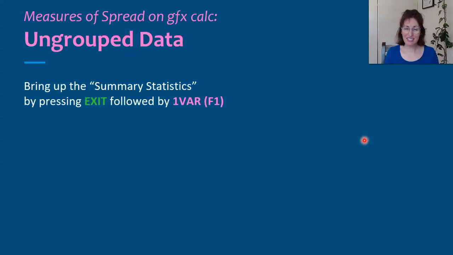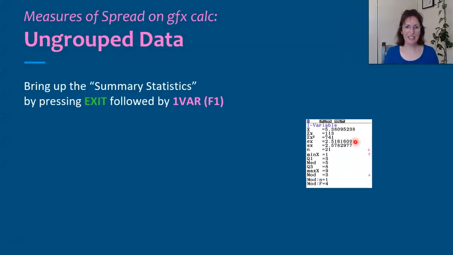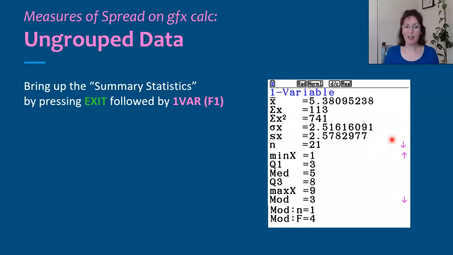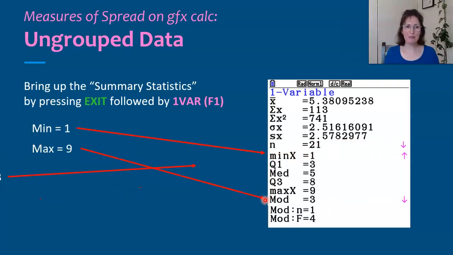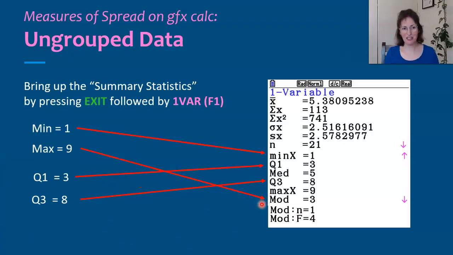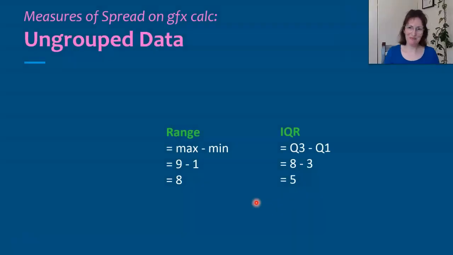And then the summary statistics, you would exit out of that screen, and then you would choose one var, one variable statistics, which is F1. This screen here, you'll only see the top portion on your screen, and then you'll need to arrow down so that you can get to what is called our 5-number summary. And so then you'll get your minimum, maximum, Q1, Q3, and your median that was there as well.